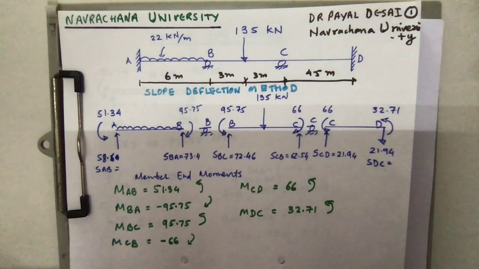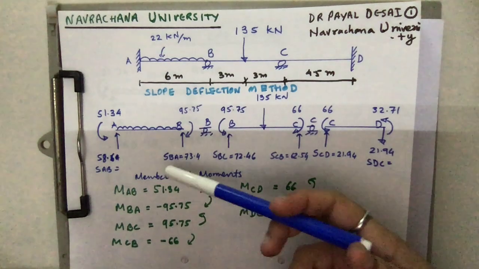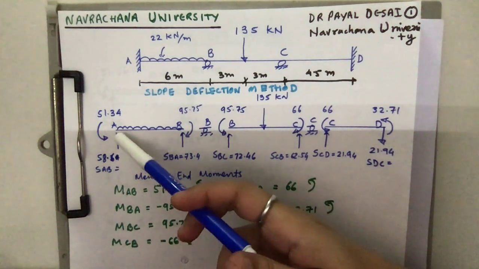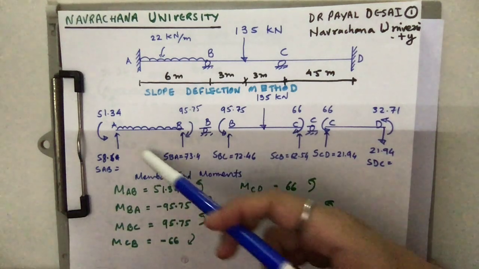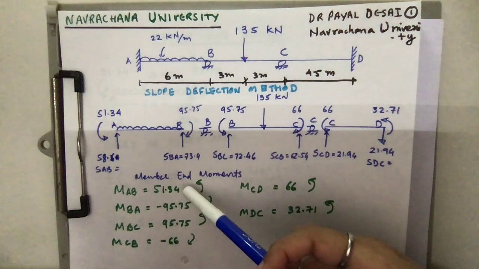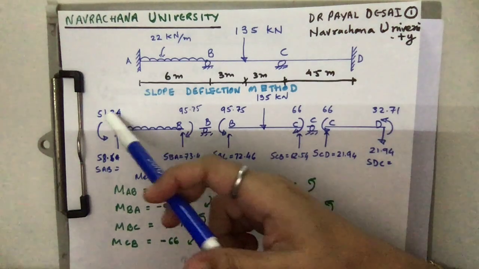Okay, friends, in our last class we have seen how to obtain the end moments of the continuous beam, the problem which is shown over here. Now in the free body diagram, whatever end moments that we had calculated, for example MAB is 51.34, which is in counterclockwise direction, is shown over here.